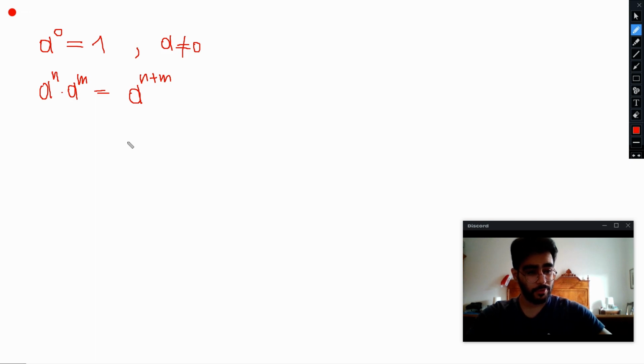Similar things work with division. Let's say that we have a to the power of n divided by a to the power of m. Well, this means, again, when you have the same base, a and a, but different powers, n and m, in a division, then you can write it as a to the power of n minus m.